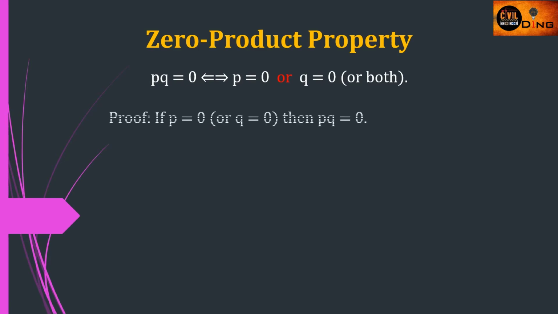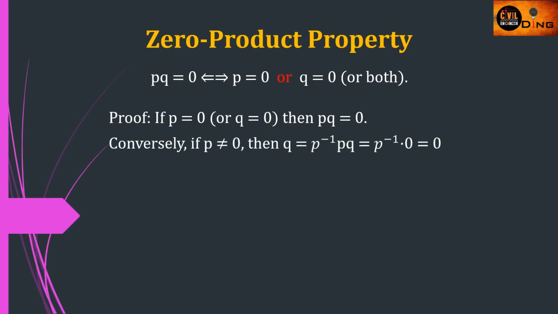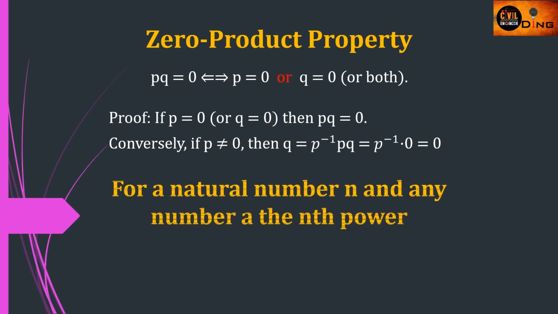Zero product property. P times Q equals to 0, where P is equals to 0 or Q is equals to 0 or both. Proof. If P is equals to 0 or Q is equals to 0, then P times Q is equals to 0. Conversely, dapat ang P natin or ang Q natin ay hindi equals to 0 kasi magiging error yan.